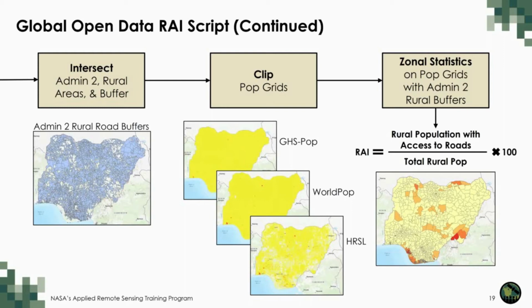Next, the 3 gridded population layers are clipped to the admin 0 extent. And finally, zonal statistics are calculated using the admin 2 rural road buffer zones and the gridded population data to get the total rural population in each admin 2 unit with access to an all-season road. To calculate the RAI, we simply plug in the output from zonal statistics into the equation, noting that the total rural pop was also calculated previously.